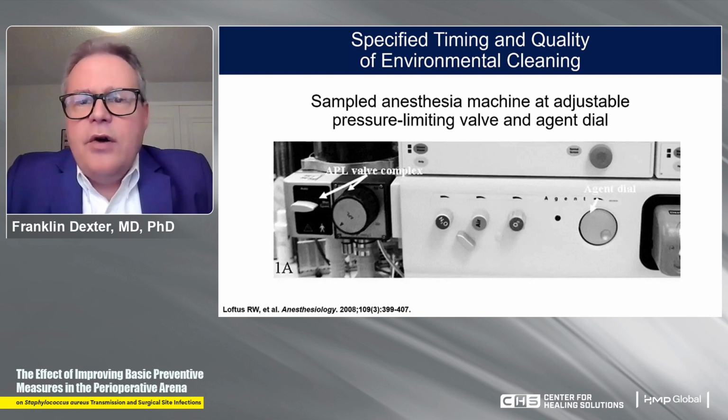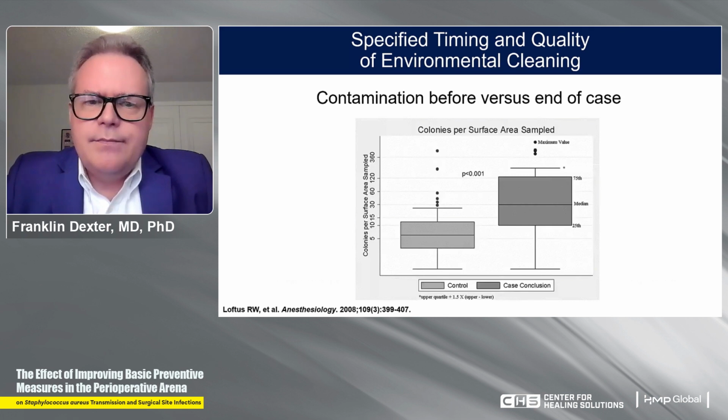So for measuring Staph aureus transmission, the site sampled includes the adjustable pressure limiting valve and the agent dial. This is an old anesthesia machine, very old, but this is what was used in the earlier study, so you can see the results.